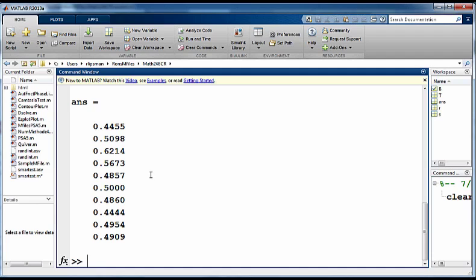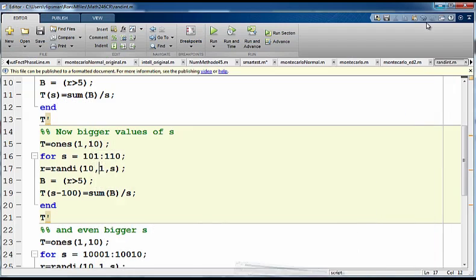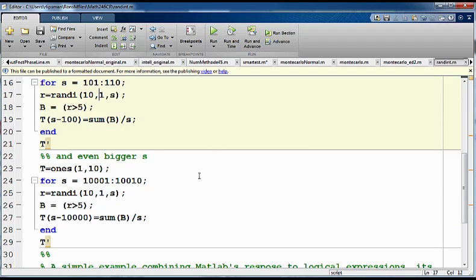Yep. But still varies between about 44% and 62%. And again, if I ran it again, I'd get somewhat different numbers, but they'd still be closer to 50%. Finally, even bigger S, this time I do it for 10,000. But again, only between 1 and 10. 10,001 to 10,010, otherwise it's the same. And we would expect this time the numbers to be even closer to 50%.